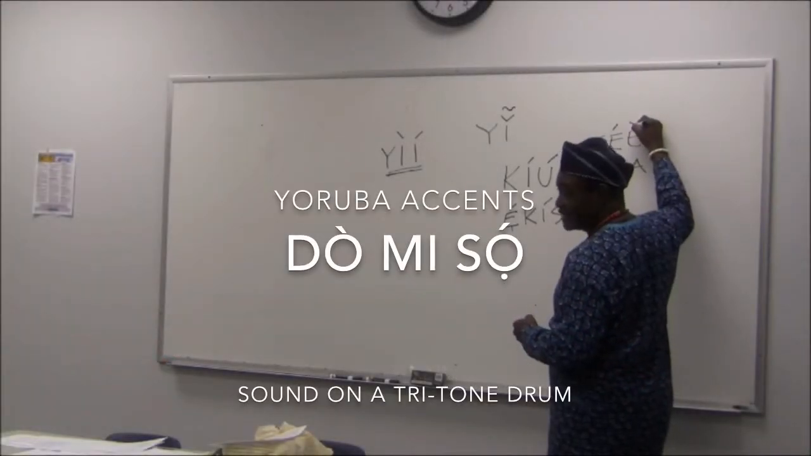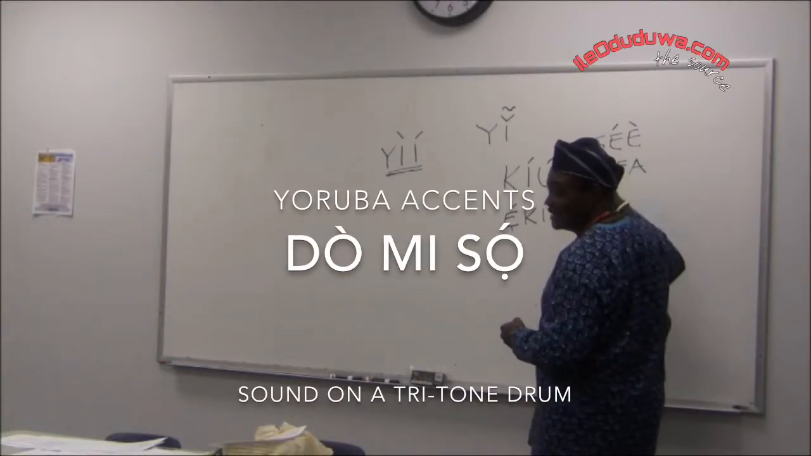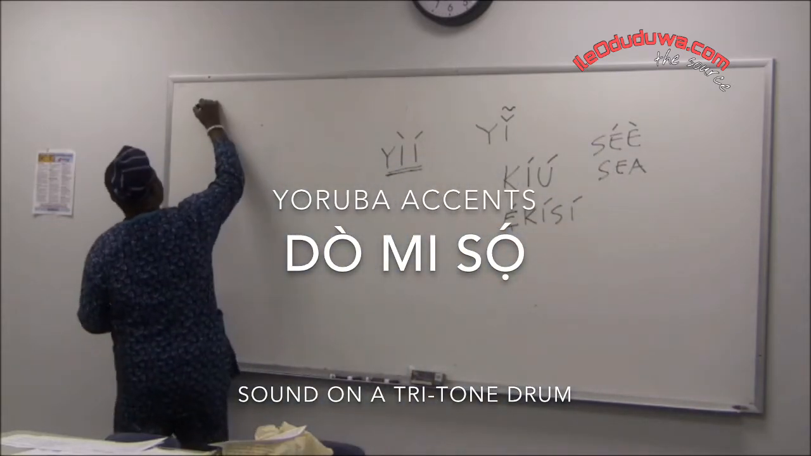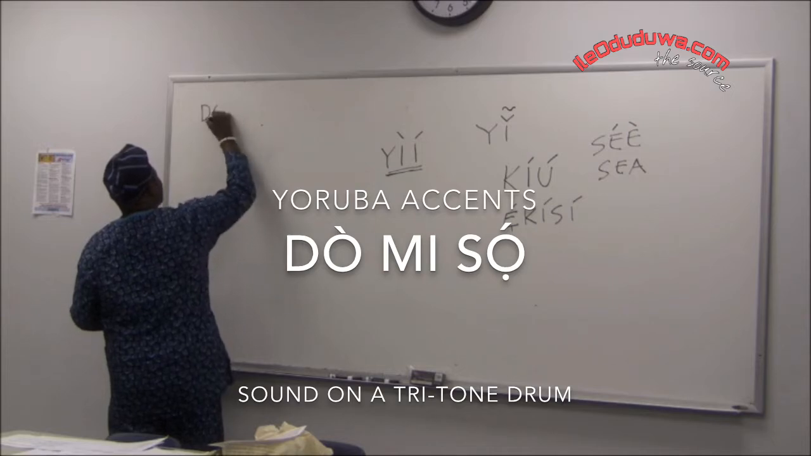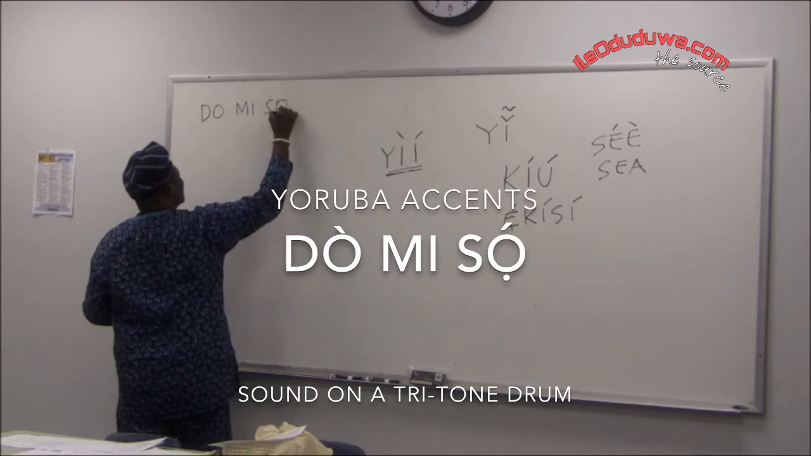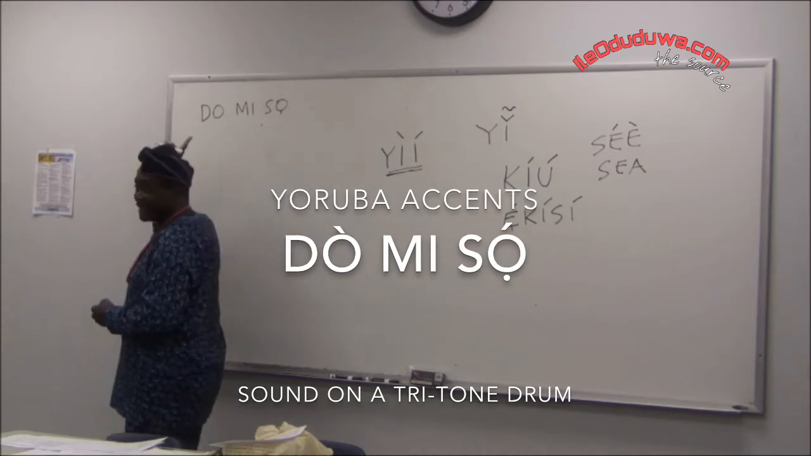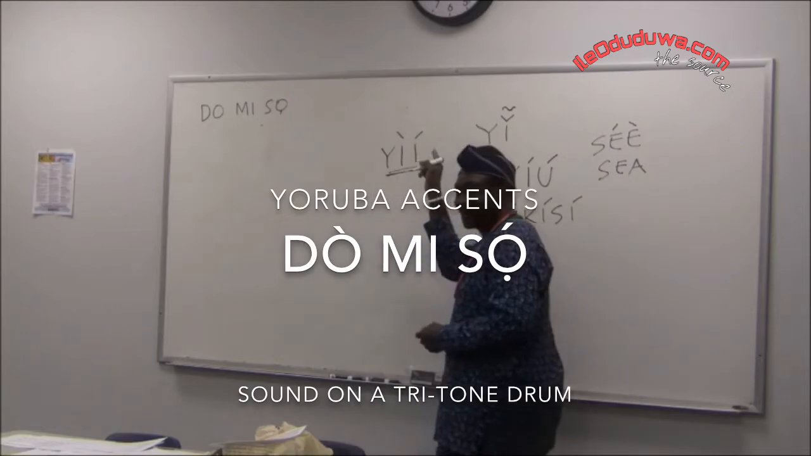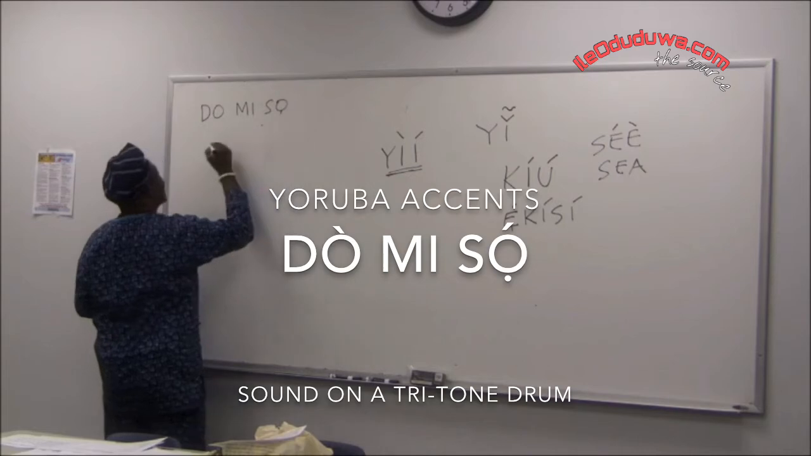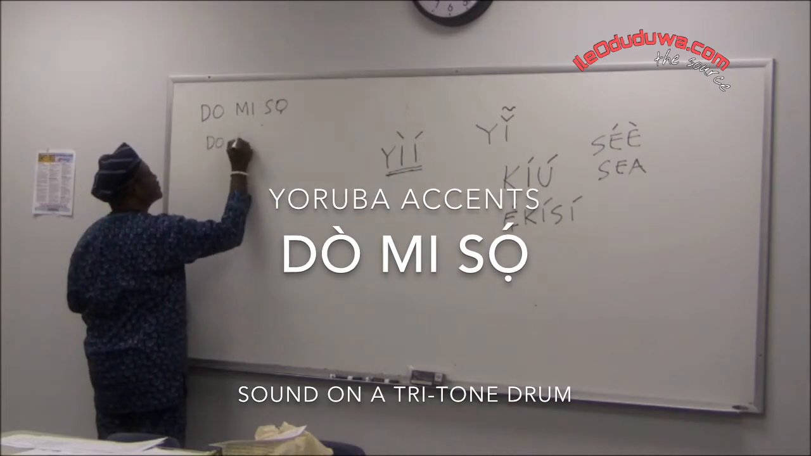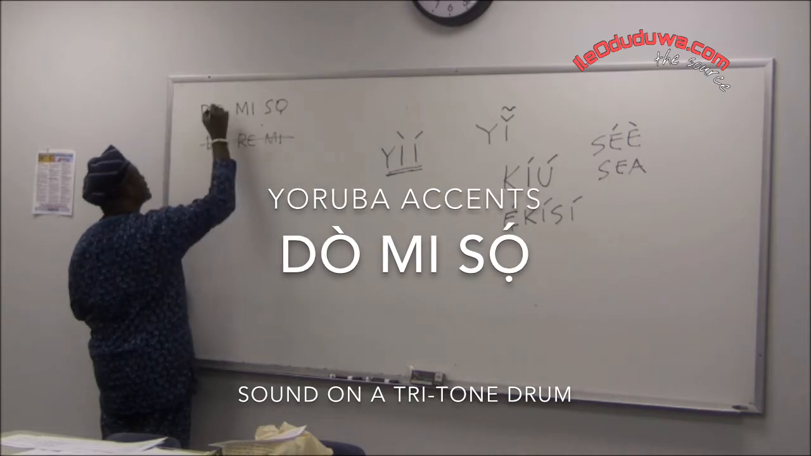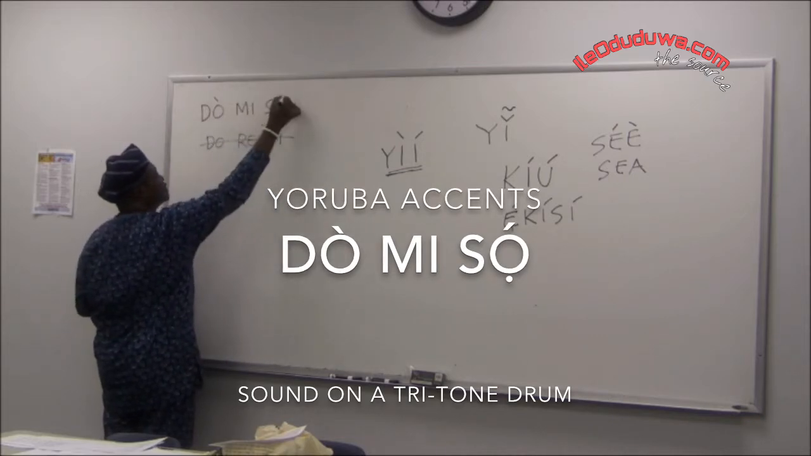C. Then it goes down. C, E. And then, remember we had the do, mi, so, right? Do, mi, so. This is like a detoxification of the way people used to see this as do, re, mi, right? It is not do, re, mi. It is do, mi, so.